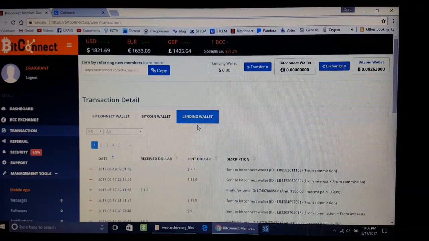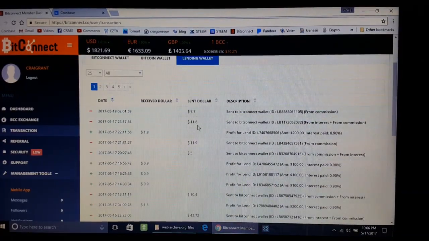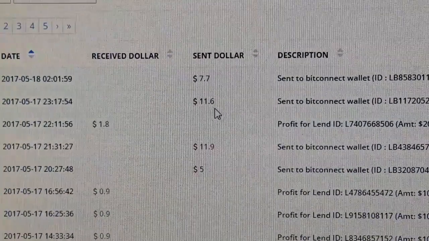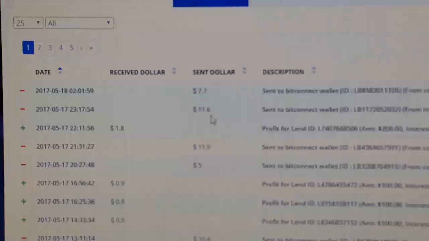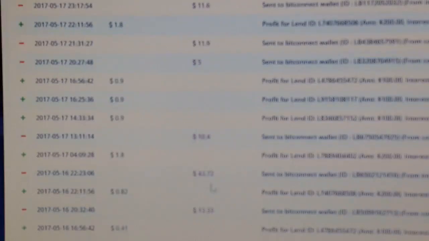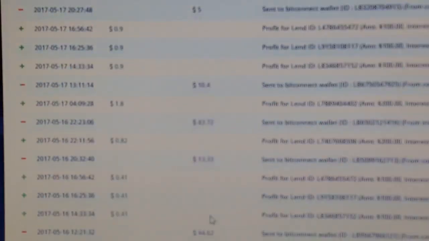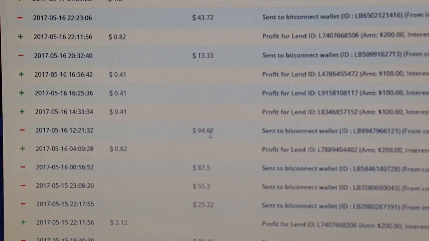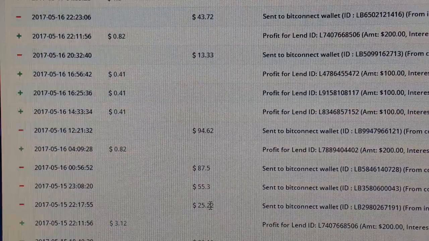The lending wallet shows how much I'm cashing out daily, in real time. I log in often because every time I log in, there's money. So here's the $7.70 I just cashed out. A couple of hours ago, I did $11. This $1.80 is interest that I earn. I did another $11, $5, $10, $43, $13. Every couple of hours I log in: $94, $87, $55, $25.